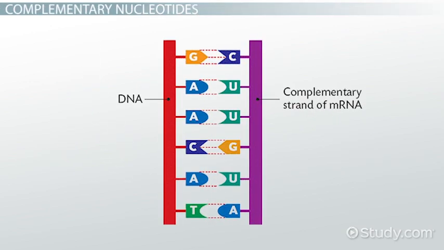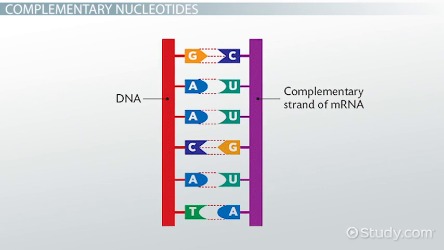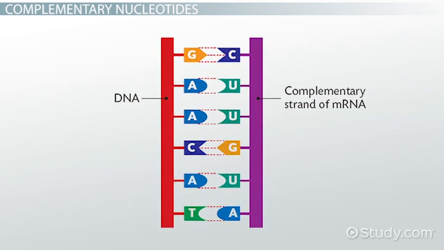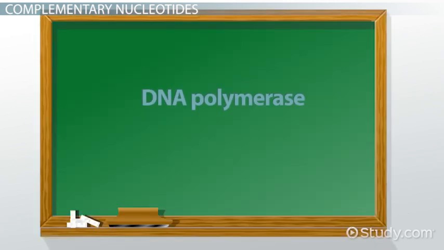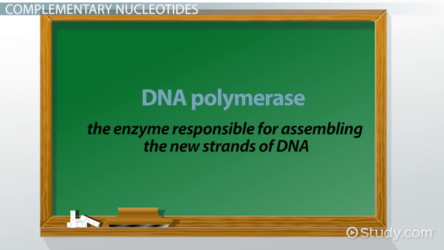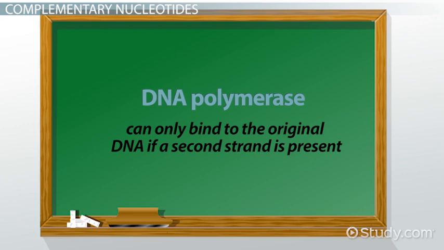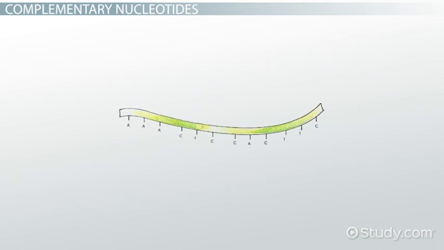During DNA replication, two pieces of DNA are separated and used to build new complementary strands of DNA. DNA polymerase is the enzyme responsible for assembling the new strands of DNA. However, DNA polymerase can only bind to the original DNA if a second strand is present. This presents a problem, since the original strands have been separated from one another, resulting in single strands of DNA.